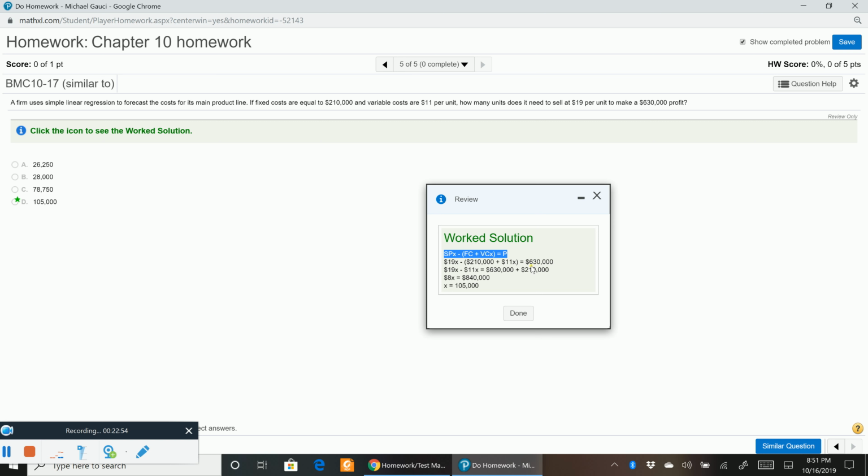630,000. So if we solve for X using a little algebra, we get 19X minus 11X, and we'll take the 210,000, add it to the other side, solve for X. 105,000 units will need to be sold in order to make that profit. And this is something very important. If that's in our budget and that's in our plans that we want to make that profit, we know what the goal is, how many units we need to sell in order to get to that profit level.